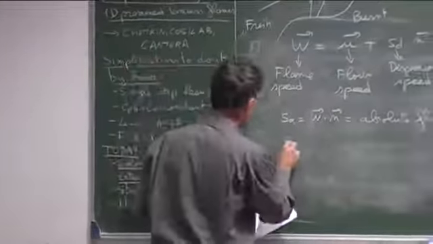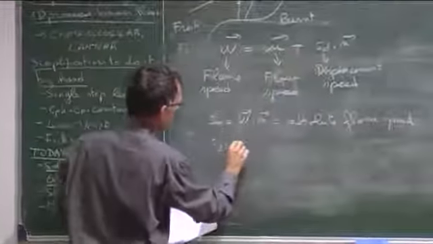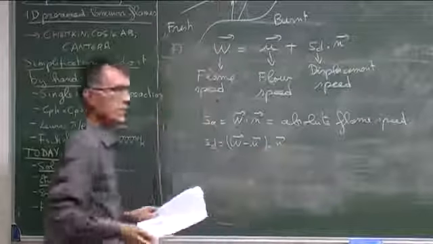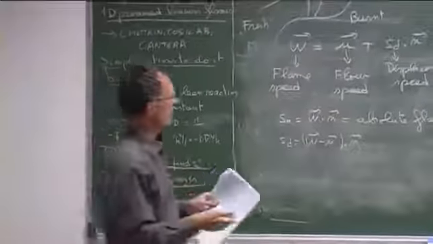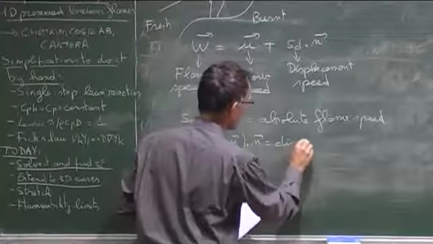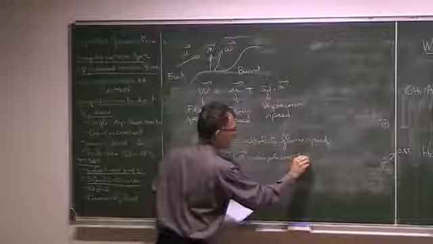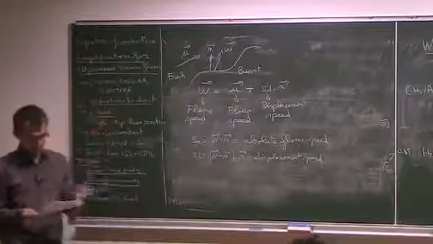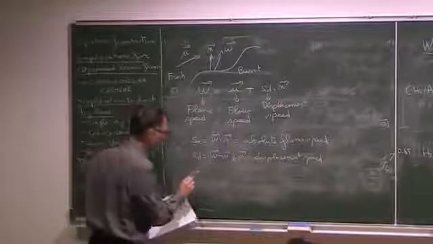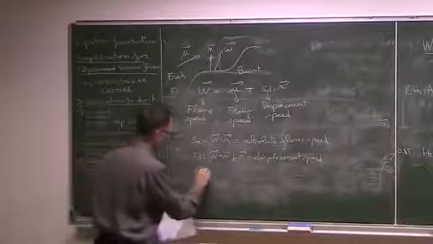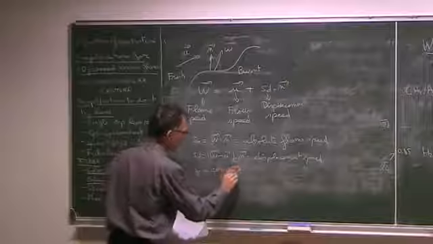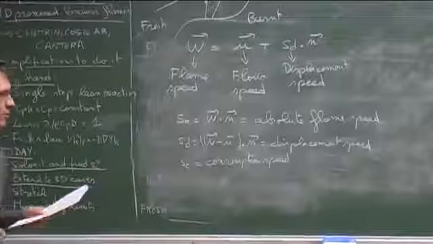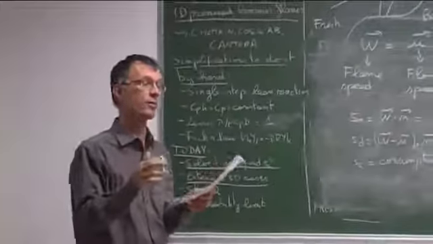But the displacement speed SD, if you just invert this definition, it's W minus U multiplied by N. And this number here is called the displacement speed. It's really the difference between the flame speed and the flow speed. And there is a last speed, which is the one I prefer actually, which is the consumption speed. The consumption speed is not defined by looking at the way the flame is moving. It's defined only by the rate at which the flame is burning the fuel.